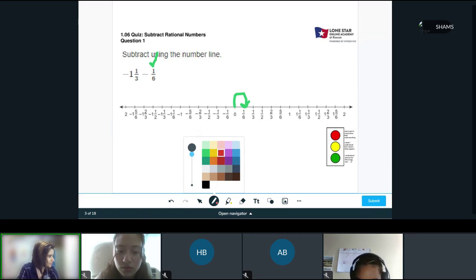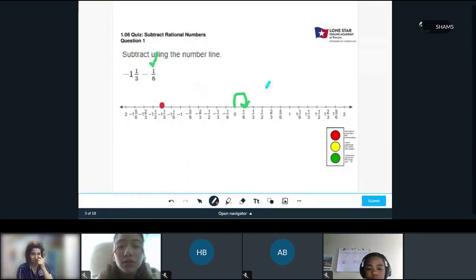Very good. I see Jaylee, Kayla, Lily, and Janae working it out. I'm going to go on my number line. First, think: it is a negative number, so I'm going to be on the left side of 0. Over here is my negative 1. Do you all see negative 1? My negative 1 whole and 1/3 is over here.